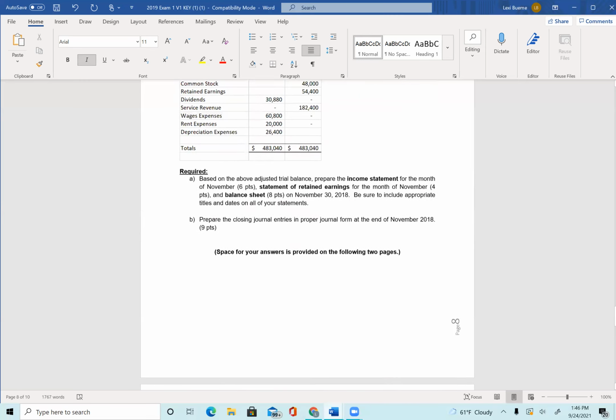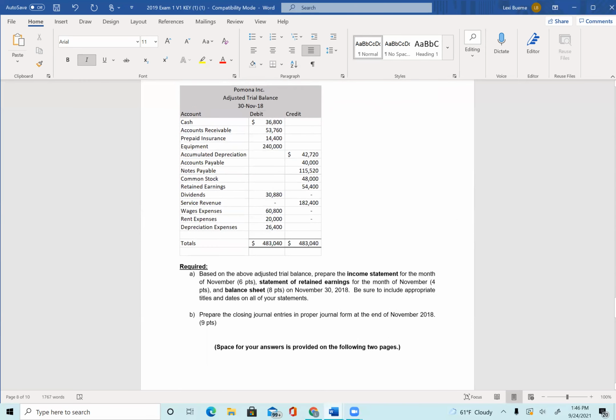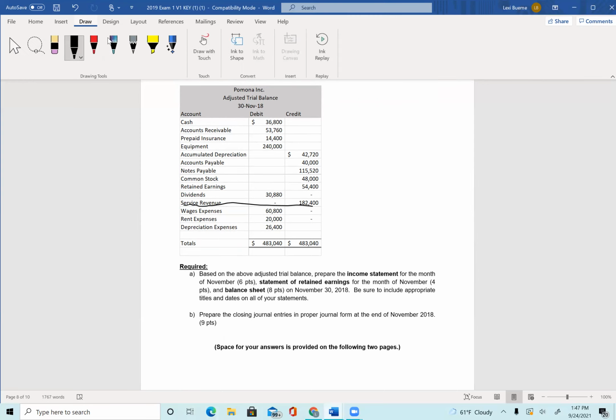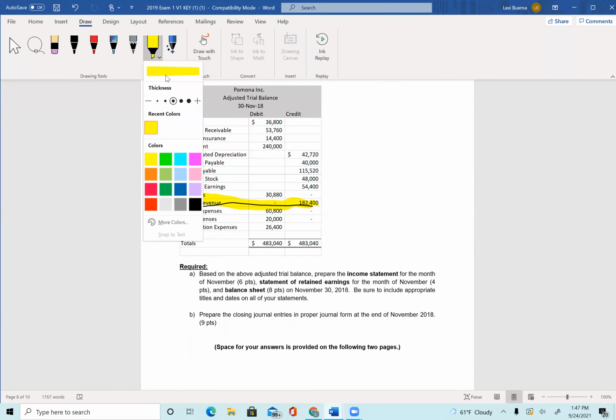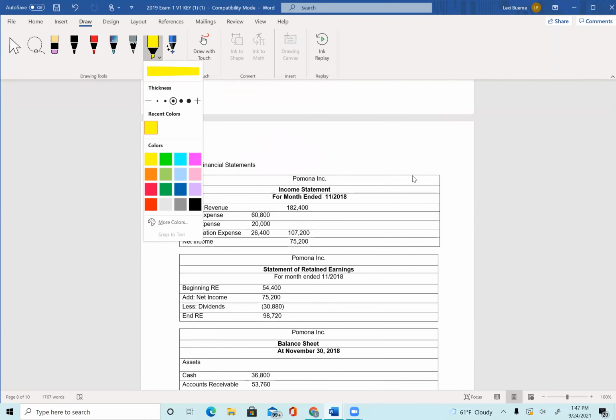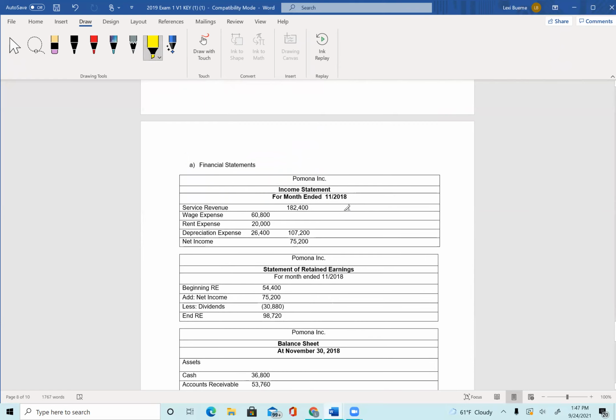So for the income statement, we always do revenues minus expenses. To start, we find our revenue on our trial balance, which is right here. It says service revenue. Let me just highlight this so it looks better. Sorry, that's not straight whatsoever. But service revenue, there's no other revenues, so that's going to be the only revenue that we use.